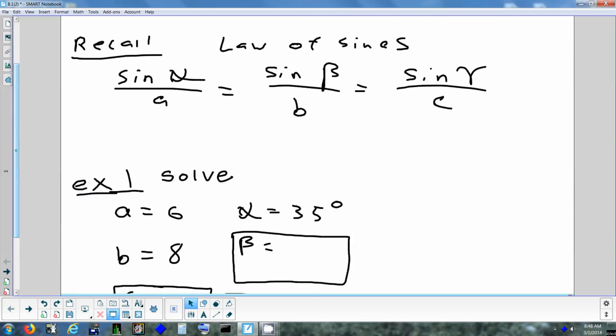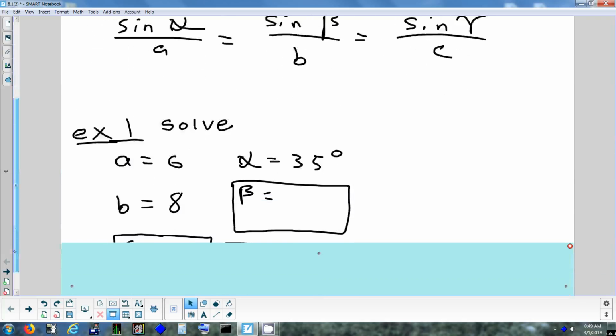Okay, so as far as notes, there's really nothing new I need to describe as far as process on how to do it. You know everything from yesterday, so we'll just try to solve it and see what happens.